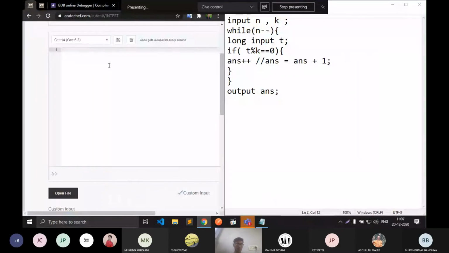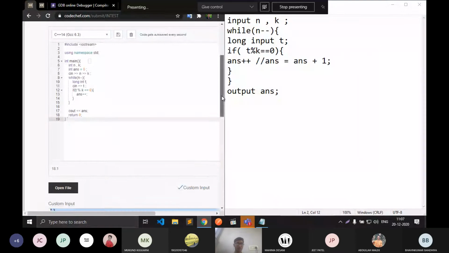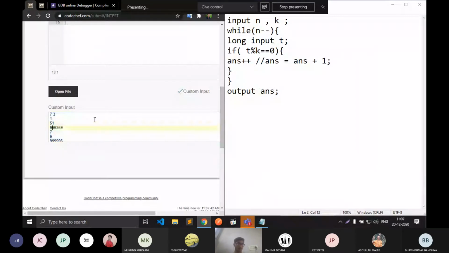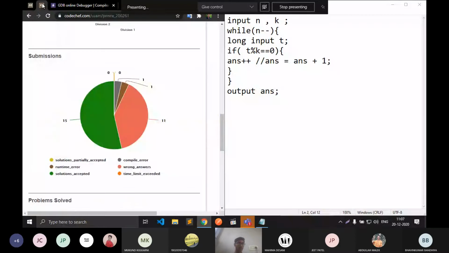Second. Okay, done. Now I paste it. My output is here. It is a custom output. This is not the given one, I wrote it myself.